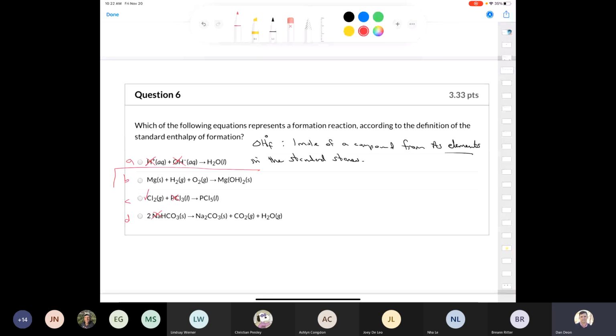If we look at B, magnesium is a solid in its standard state. H2 is a diatomic molecule that's a gas in its standard state. Oxygen is also a diatomic molecule and exists as a gas in its standard state. So if we add all these up to form 1 mole of magnesium hydroxide, that equation represents the standard enthalpy of formation for magnesium hydroxide.